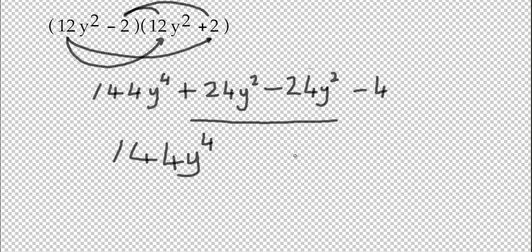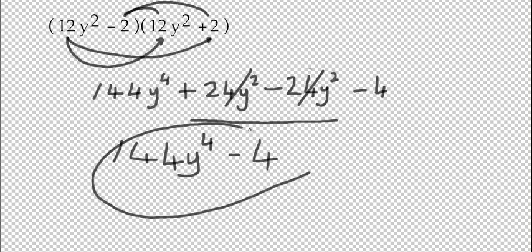Okay, there's nothing to change the negative 4, but look, isn't positive 24y squared take away 24y squared no y squared? There's nothing left there. They're gone. That is the answer. All right, there we go. Minus 4 still there. The other two terms have gone. I still did a FOIL, but the outer and the inner ones vanished.